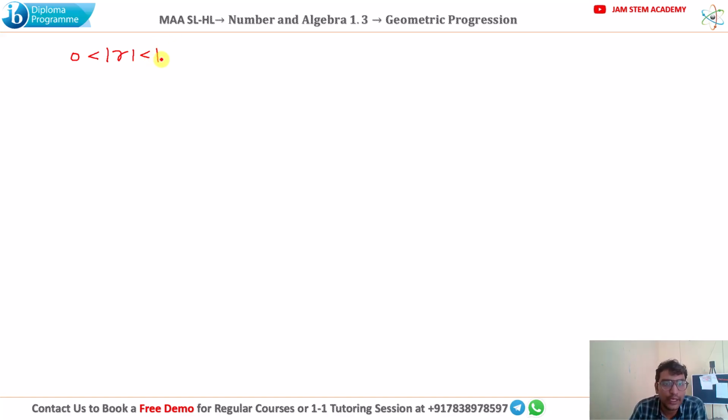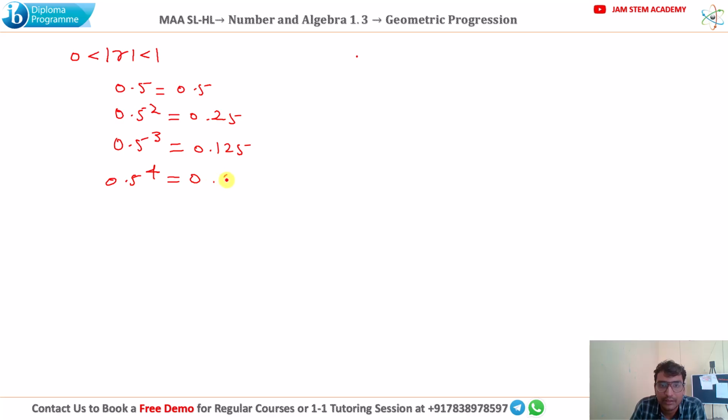So here, if you have a number lying between 0 to 1, keep increasing its power. Take 0.5. 0.5 squared is 0.25, smaller than previous. 0.5 cube is 0.125, smaller than previous. 0.5 power 4 is 0.0625, smaller. So you see the number is moving closer and closer towards 0.